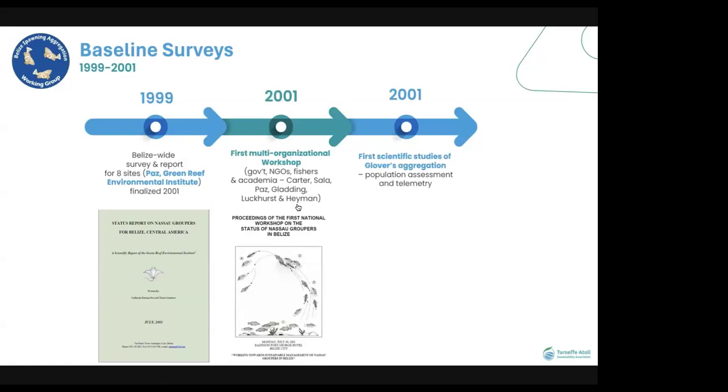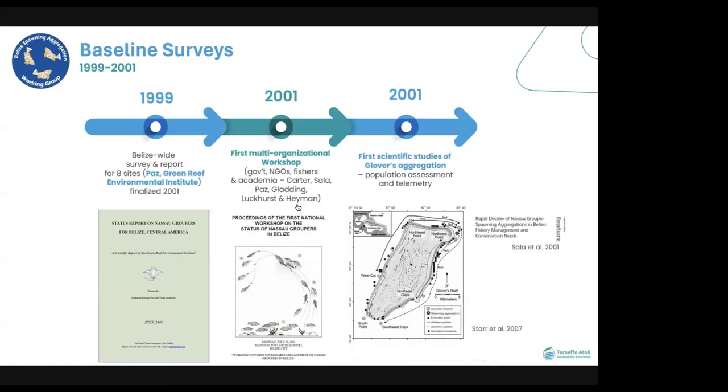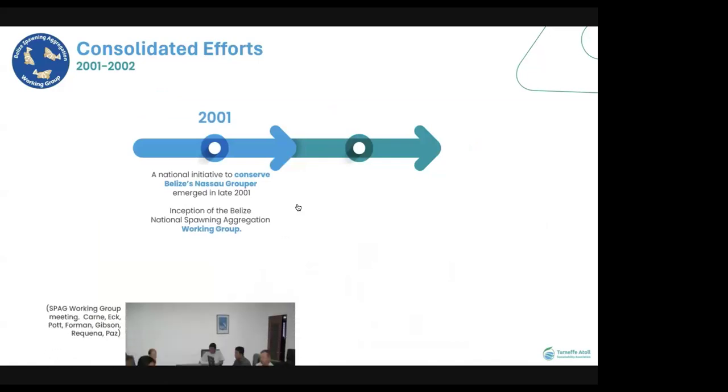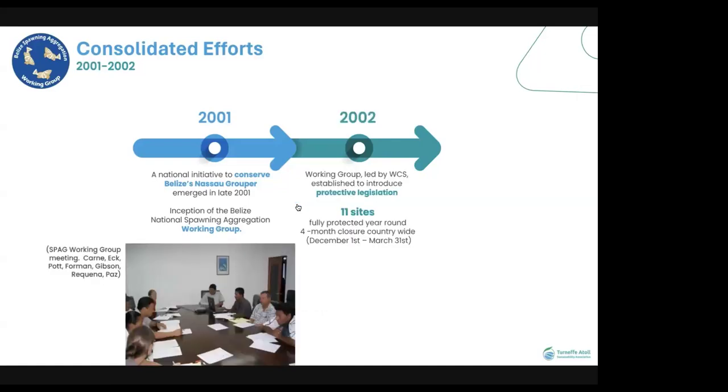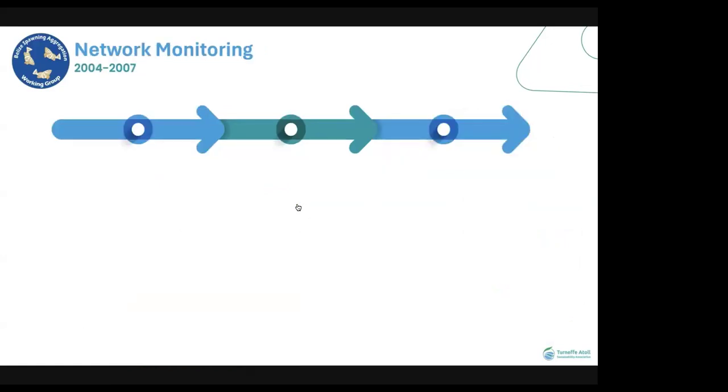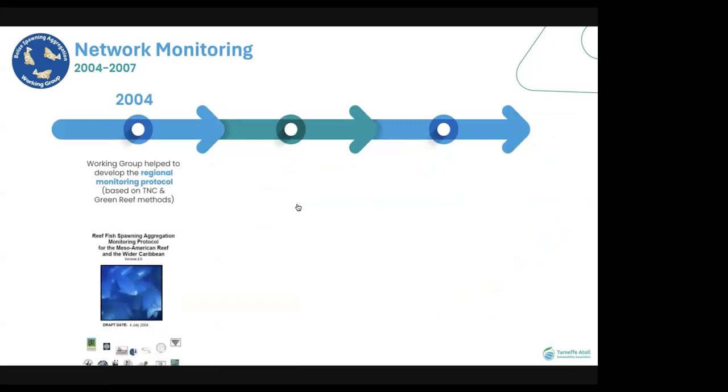In 2001, we saw the first scientific study on population assessment and telemetry, which predicted that the Northeast Point aggregation would be eliminated by 2013. The national workshop led to the inception of the Belize Spawning Aggregation Working Group, and in 2002, the group advocated for the full protection of 11 known spag sites and a 4-month closure countrywide for the Nassau grouper from December 1st to March 31st. In 2004, the working group helped to develop the regional monitoring protocol that is still being used in Belize and referenced throughout the Caribbean.